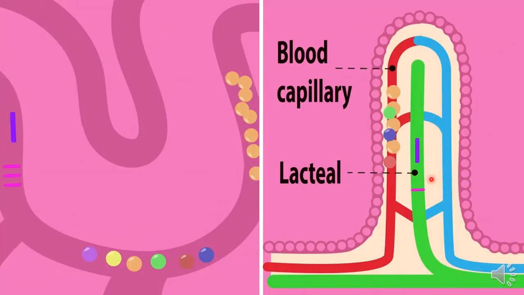So why do we have both of these? Actually, the amino acids and the glucose will travel through the blood capillaries. However, the fatty acids and glycerol travel through the lymph.